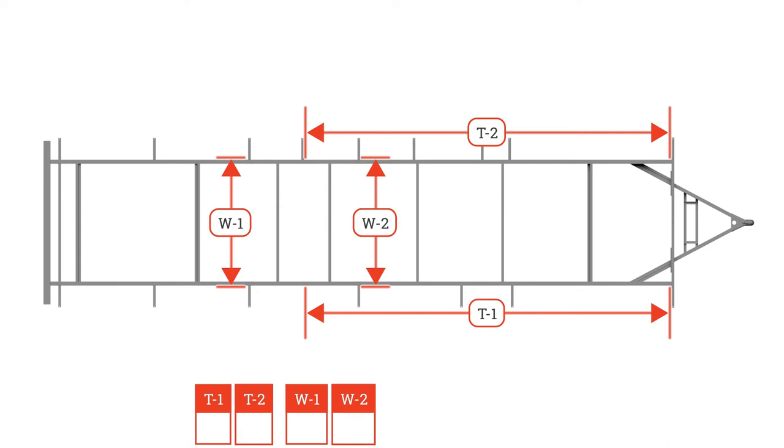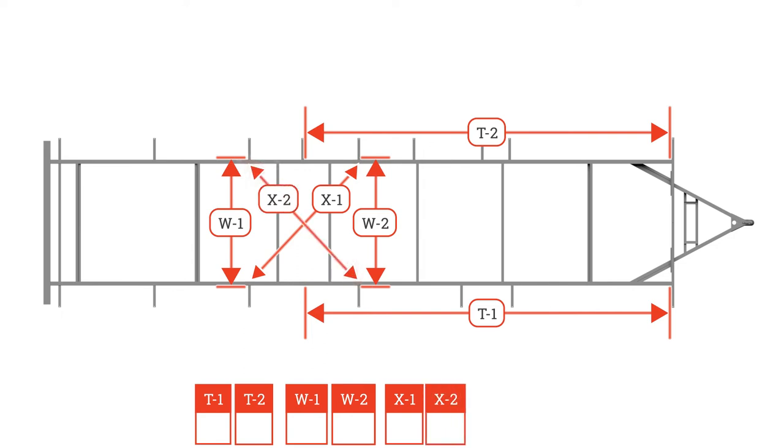Then measure roadside front hanger to opposite side rear hanger for X1. After that, measure roadside rear hanger to opposite front hanger for X2.